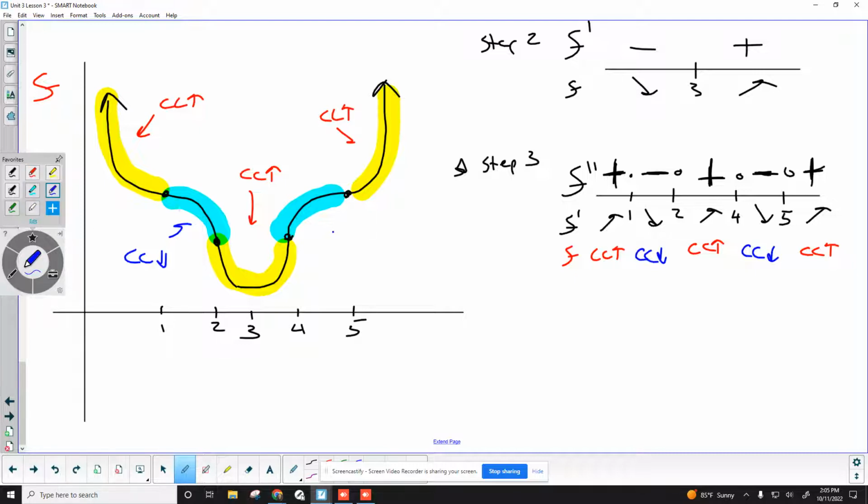Any questions about what we just created and how this is not sufficient to create a graph that looks like this?